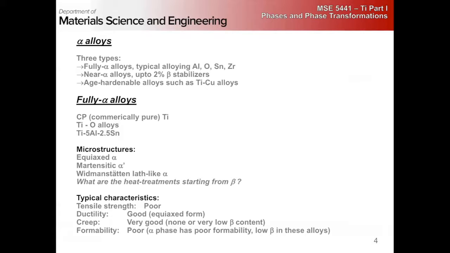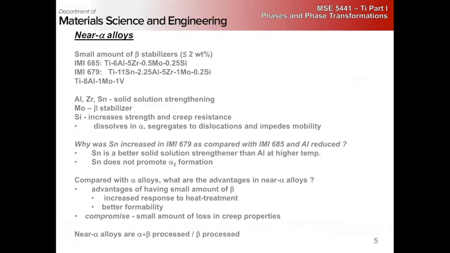Okay, so if we have small amounts of beta stabilizers, we enter the range of near alpha alloys, so less than 2% by weight. A couple different compositions: aluminum, zirconium, and tin. These act as solid solution strengthening.